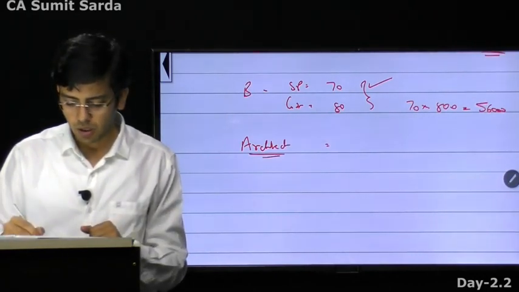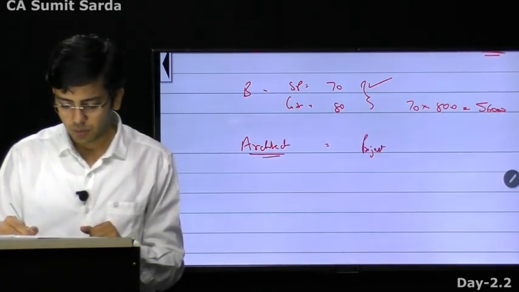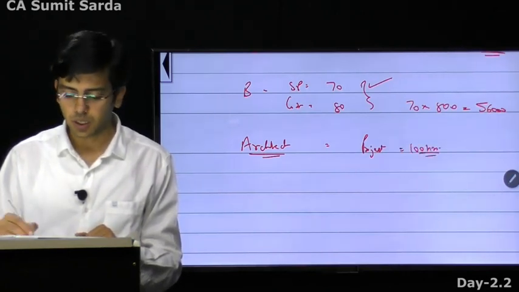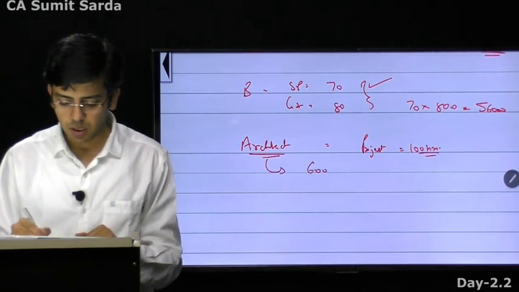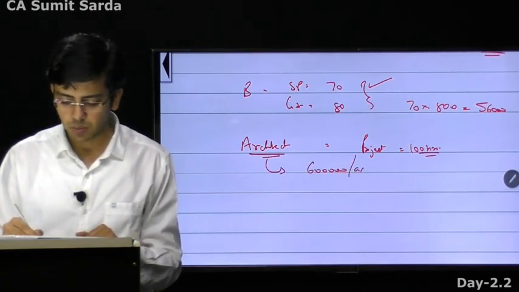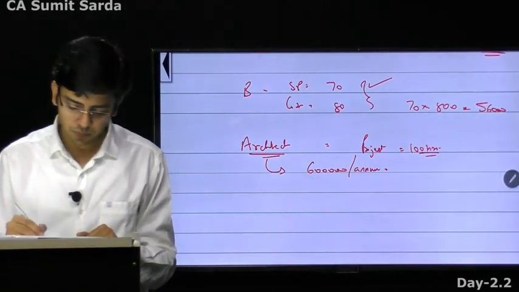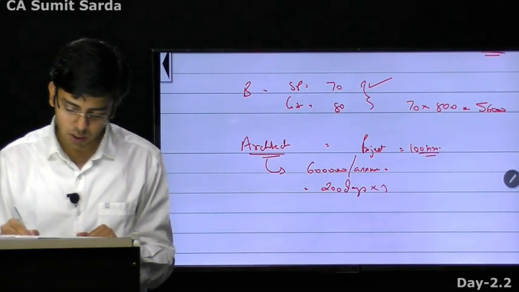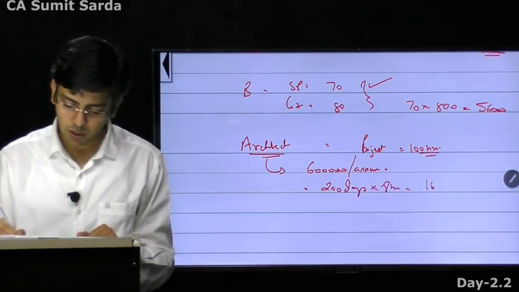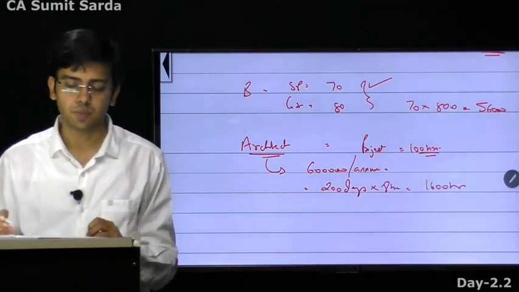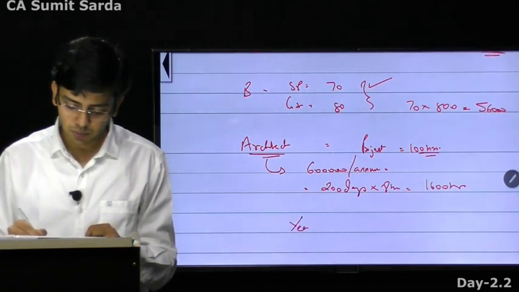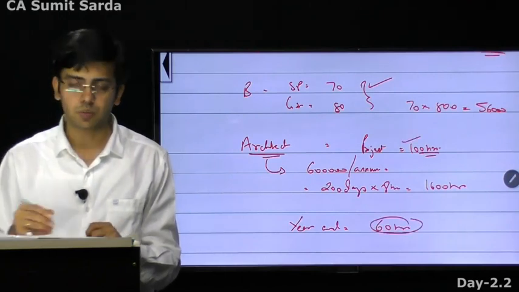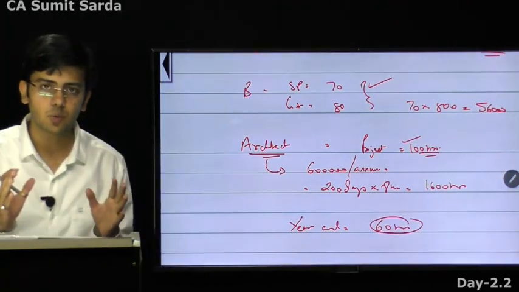Don't worry. There is a project that requires 100 hours of architect's time. And the architect is paid 6 lakh rupees per annum. And in a year, he is supposed to work for 200 days, 8 hours a day. That means he is supposed to work for 1600 hours a year. Now, at year end, he has already spent 60 hours towards this project.